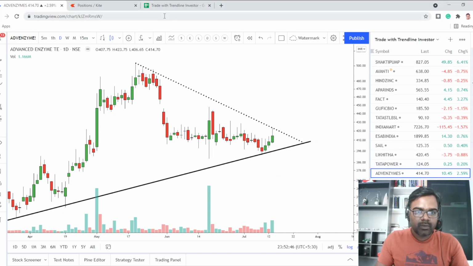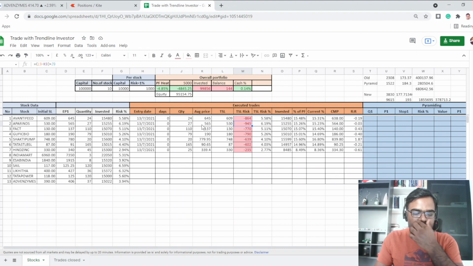Now quickly jumping into our trading journal. I've updated everything. As I mentioned yesterday, the blue area is the area where we planned. So we had around 13 stocks planned, and then 7 stocks got triggered today. I've added the entries here, the quantity, the average price, and the trailing stop loss. You can see the risk here, right?